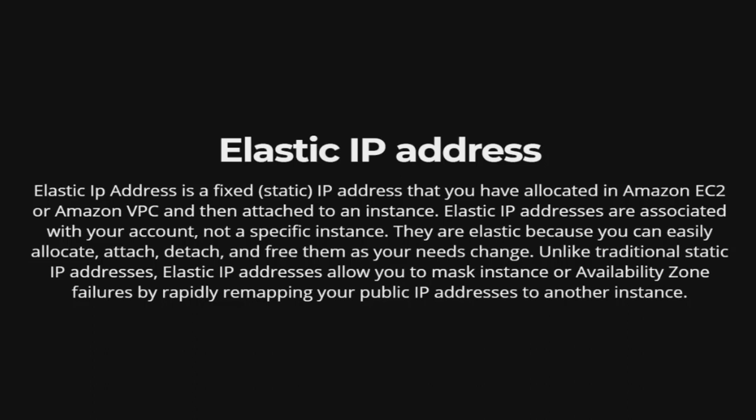Elastic IP address. Elastic IP address is a fixed, static IP address that you have allocated in Amazon EC2 or Amazon VPC and then attached to an instance. Elastic IP addresses are associated with your account, not a specific instance. They are elastic because you can easily allocate, attach, detach, and free them as your needs change. Unlike traditional static IP addresses, elastic IP addresses allow you to mask instance or availability zone failures by rapidly remapping your public IP addresses to another instance.